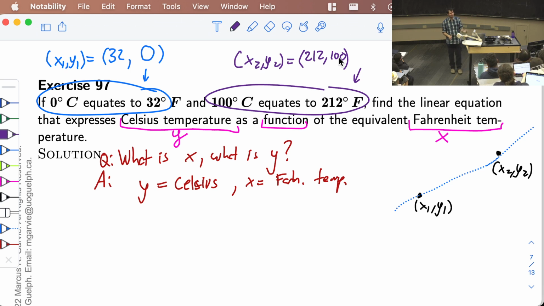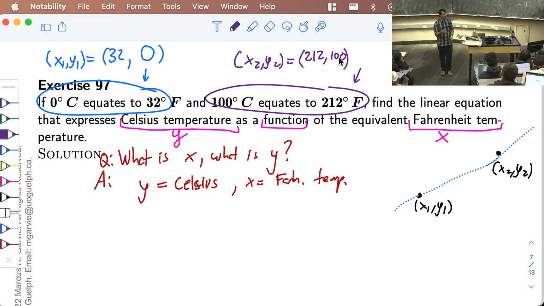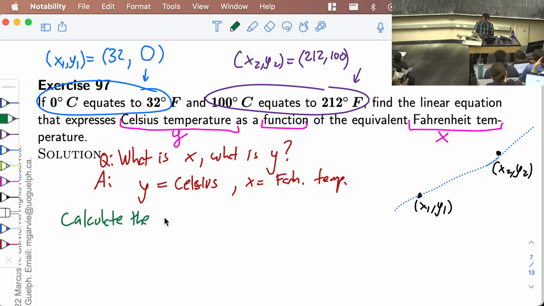Now it is a problem where we're given 2 points. Do we have a formula for 2 points to get a line? Well, we never did it in class. We do have a formula with point slope, right? If I had the slope, then I would be happy. I got 2 points, I need the slope. So what I'm going to do is I'm going to calculate the slope.